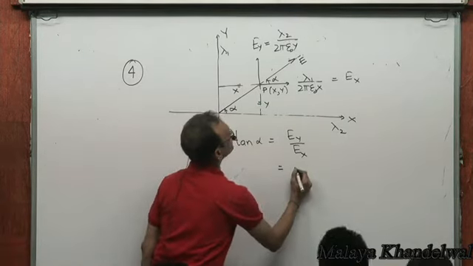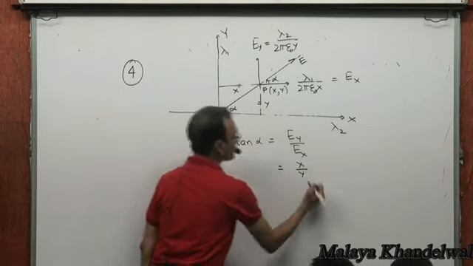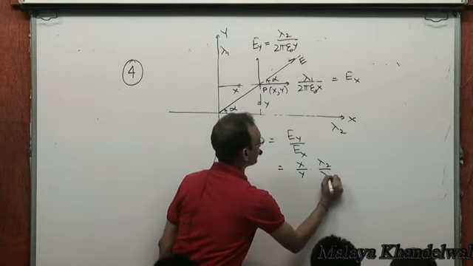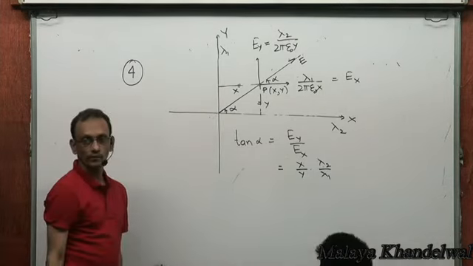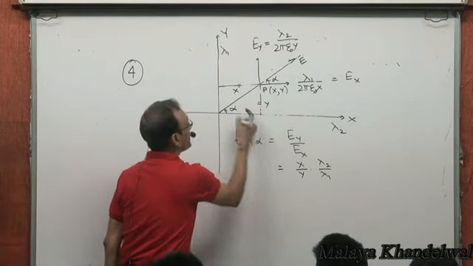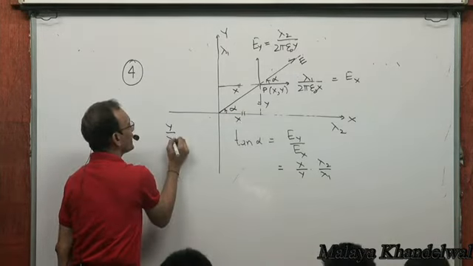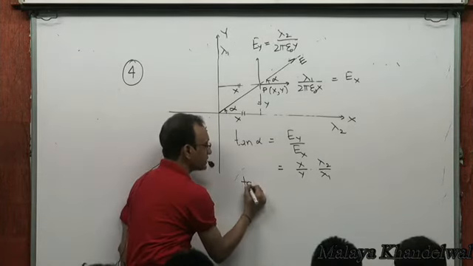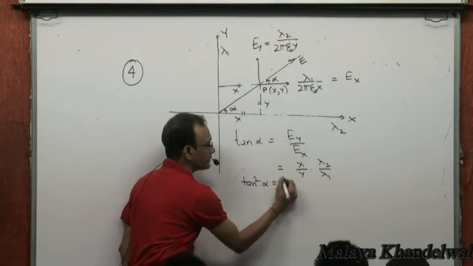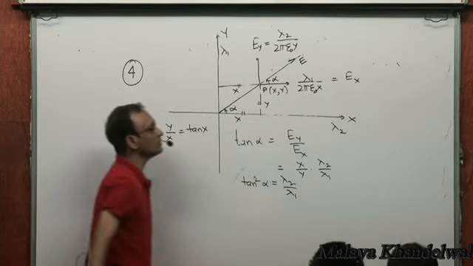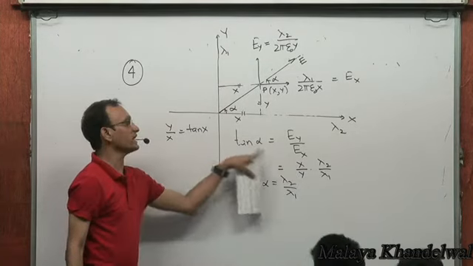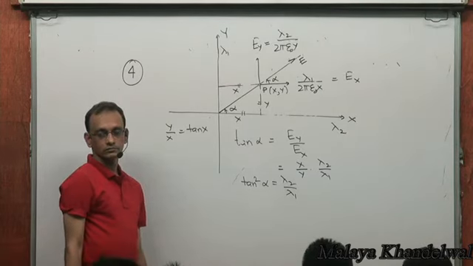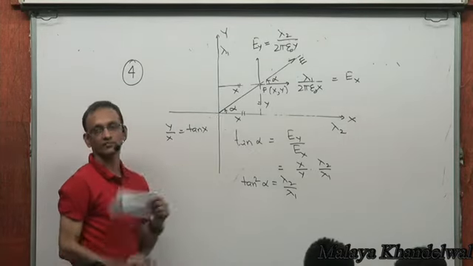Which is going to be x by y times lambda 2 by lambda 1. But y by x is tan alpha, isn't it? So I end up getting tan squared alpha is lambda 2 by lambda 1, because y by x is tan alpha.